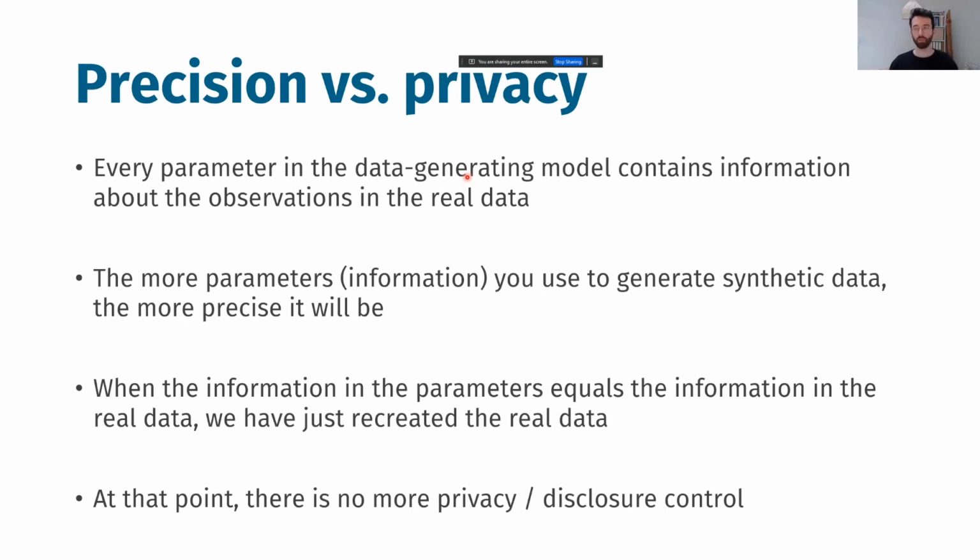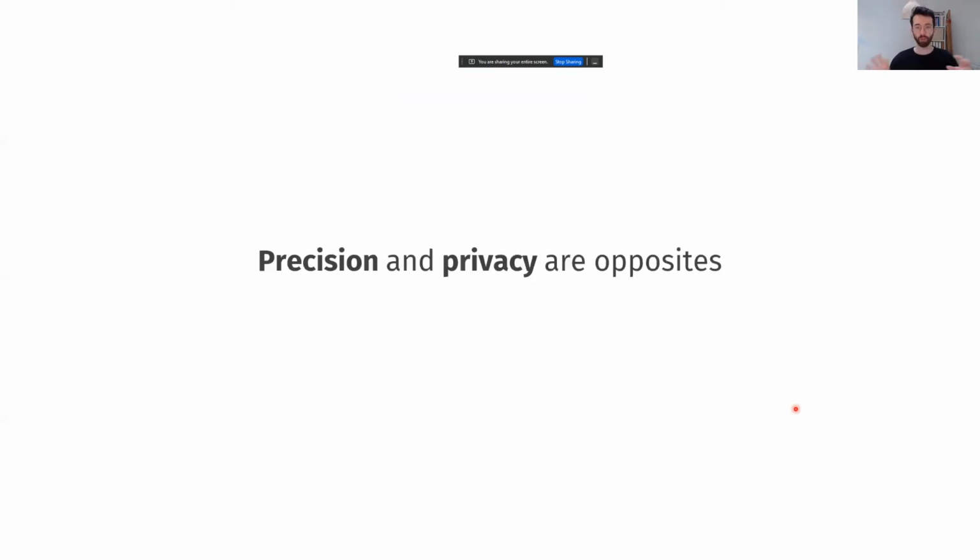So, saying this in different words, if you have 999 data points, and you put a model on that with 999 parameters, then all the information in the data is also in the parameters, and theoretically you can reproduce the original data exactly. So at that point, there's no more privacy or disclosure control. Right? So this kind of puts precision and privacy at opposite ends.